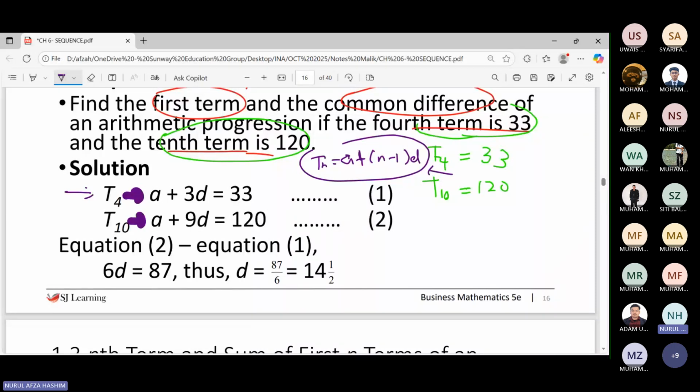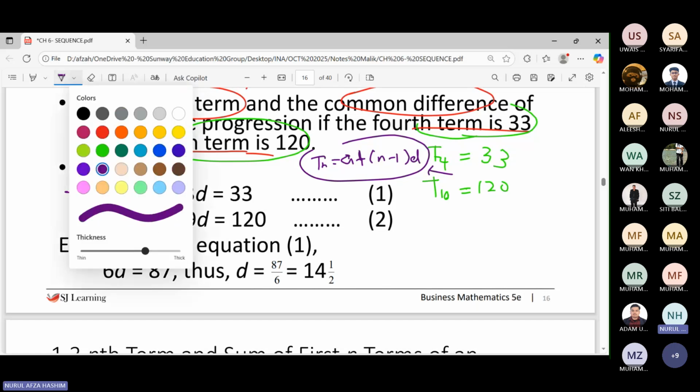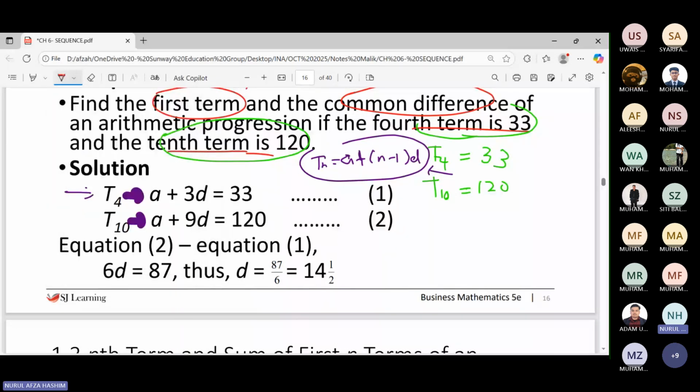And then you can use substitution or elimination. You find the value of A and you find the value of D. You still remember, right? Substitution and elimination. Make sure that you remember. You substitute or you eliminate. But in the step here, they are using elimination because they want to eliminate the A. Okay?